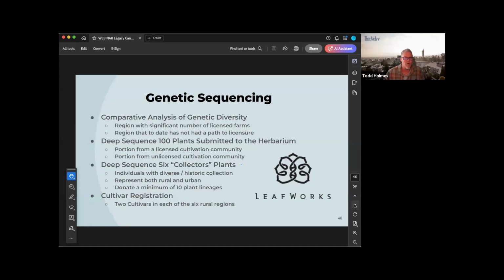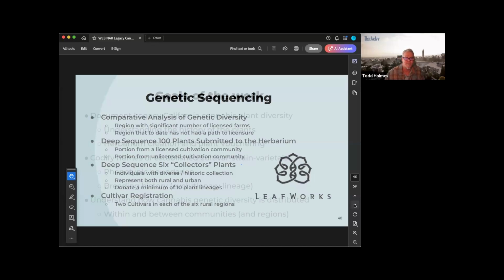for what we call a cultivar registration with LeafWorks. A cultivar registration is a document linking herbarium vouchers with formal botanical descriptions and genetic sequencing data that can then be used to verify a given plant material as that specified defined cultivar, thereby supporting commercial licensing and IP protection.